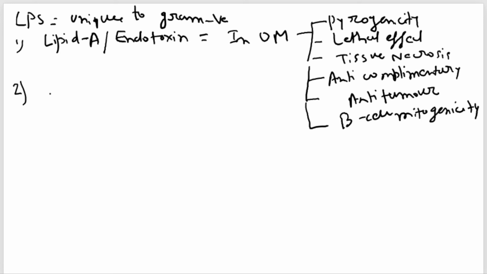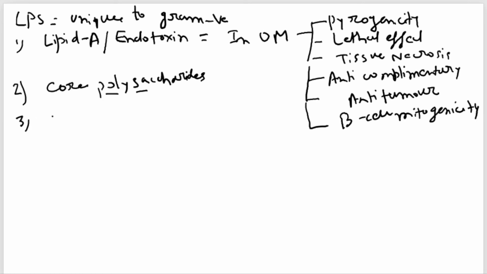Another part of the LPS is core polysaccharide. As the name implies, polysaccharide means it is made up of sugars, sugar moieties. It projects from lipid A.